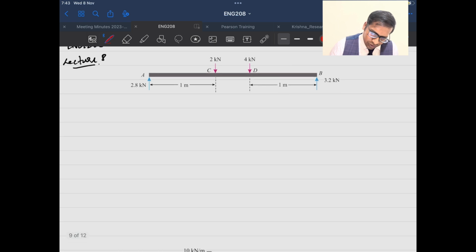Now, if you look into this figure, we have a simply supported beam. So, two reaction forces at RA and RB, and we have 2 kilonewton and 4 kilonewton, 2 point loads acting at two different points. Now, if you want to draw the shear force and bending moment diagram for this beam, first what I will do is, let me make projection lines at different points wherever it is needed.